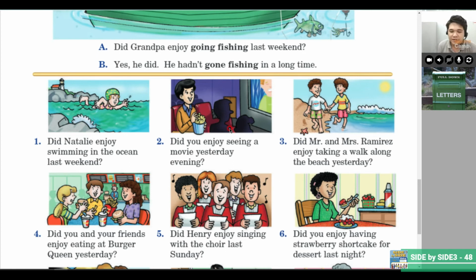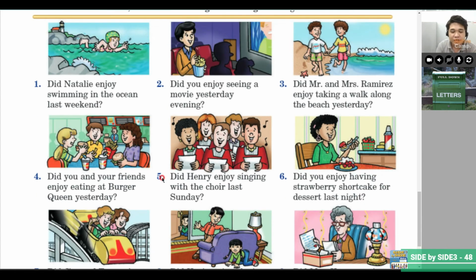Okay, number three. Did Mr. and Mrs. Ramirez enjoy taking a walk along the beach yesterday? Yes, they did. They hadn't enjoyed taking a walk along the beach in a long time. Good. Number four. Did you and your friends enjoy eating at Burger Queen yesterday? Yes, we did. We hadn't enjoyed eating at Burger Queen in a long time. Okay, hold on.